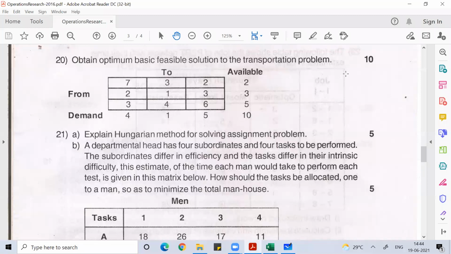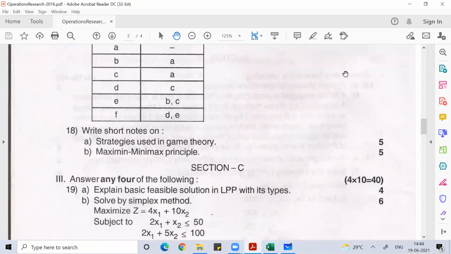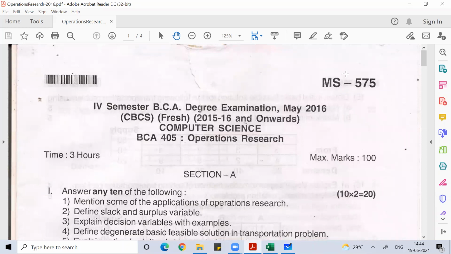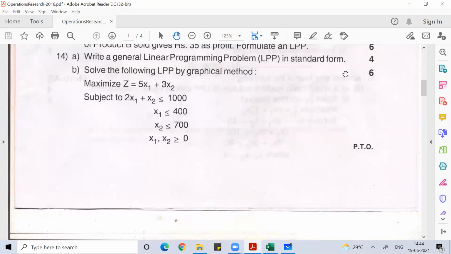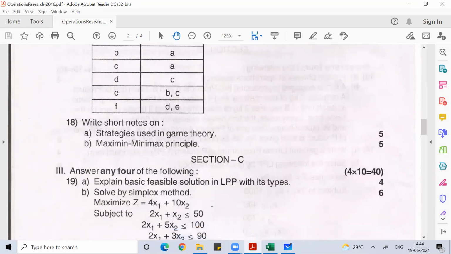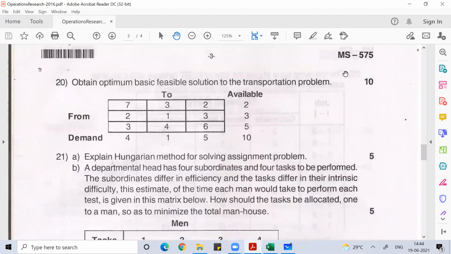Okay, so here, if you see the problem which we're gonna discuss today, this is question number 20, and this came for the year 2016. This problem came for 10 marks, and here they expect us to find the optimal basic feasible solution. In case you ever see a transportation problem where they have given you 10 marks, it means that you have to find the optimal solution, guys.